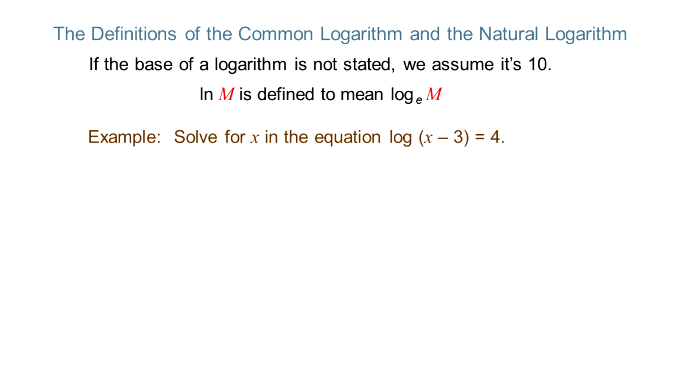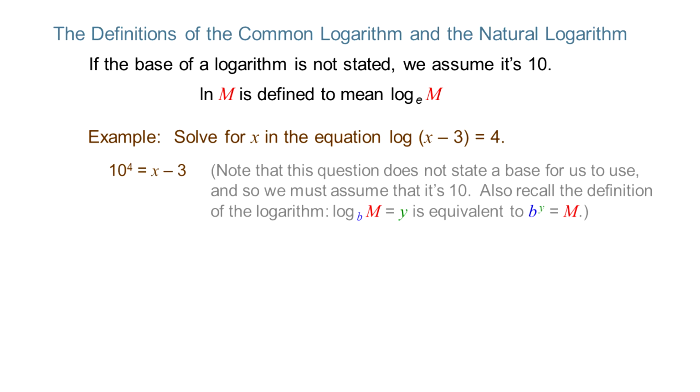Now let's look at the example you see here. This example does not tell us a base that we should use, and so we must assume that we should use a base of 10. This means that I can change the equation into its exponential form as you see here. I can finish solving this equation by noting that 10 to the power of 4 is equal to 10,000, and then adding 3 to both sides of the equation.